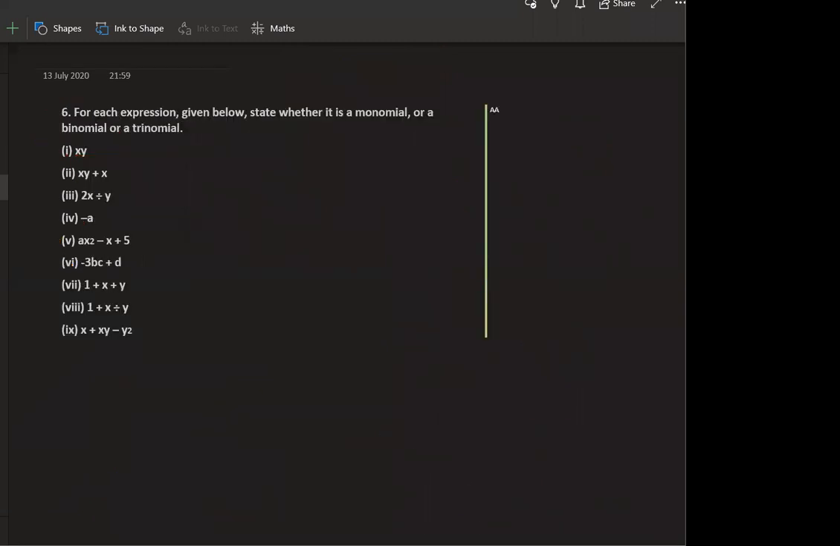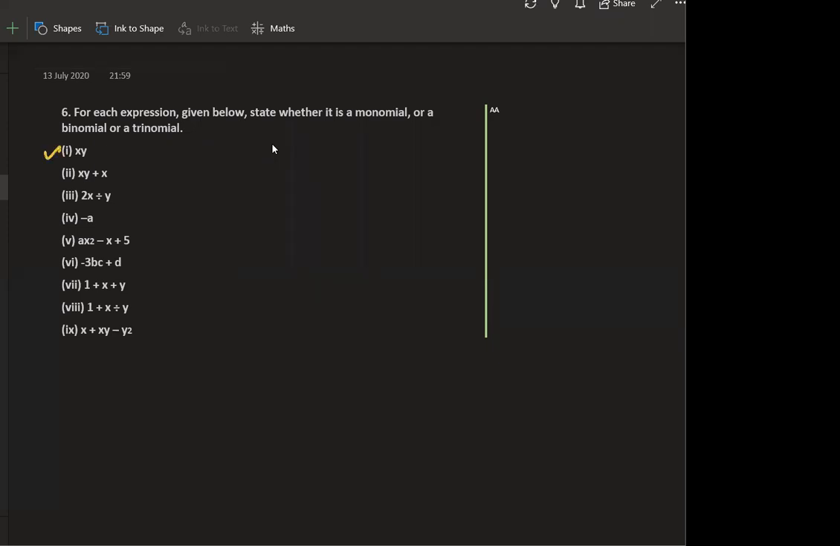Let's discuss question 6 now. For each expression given below, state whether it is a monomial or a binomial or a trinomial. Yesterday I told you monomial is an algebraic expression which has only one term, binomial is an algebraic expression which has two terms, and trinomial is an algebraic expression which has three terms. So we have to distinguish among all these given parts.